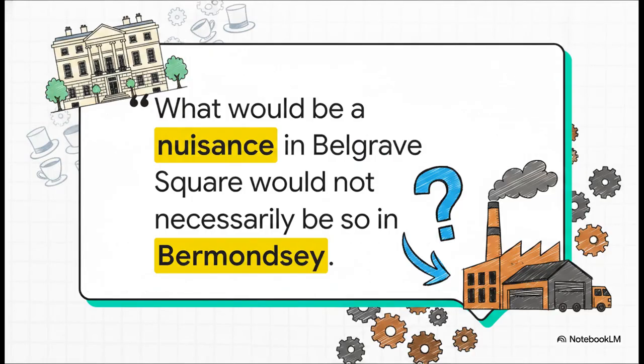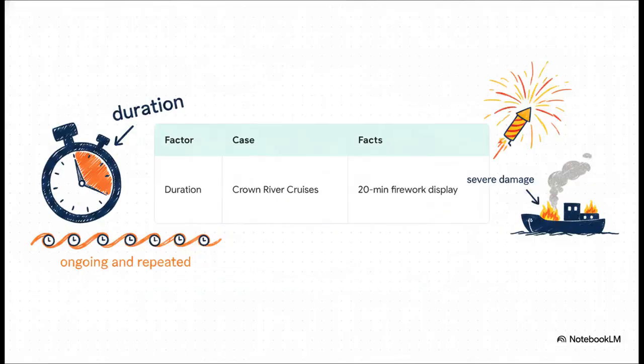And you absolutely have to memorize this quote from Lord Justice Thesiger from that very case. What would be a nuisance in Belgrave Square would not necessarily be so in Bermondsey. It just perfectly nails the idea that fancy residential squares and busy industrial areas are judged by completely different legal standards. Next up, we look at duration and intensity.